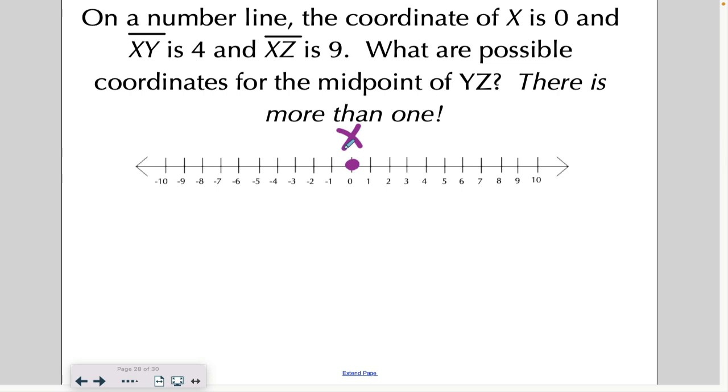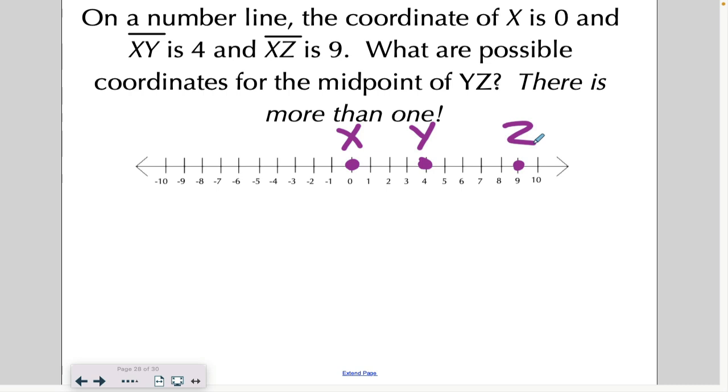X is at 0. XY is 4. What's the most natural place to put it, in my opinion? Right here. Well, if XY is 4 and XZ is 9, one option could be to just put them all here. That's probably the first option, the first one I did.